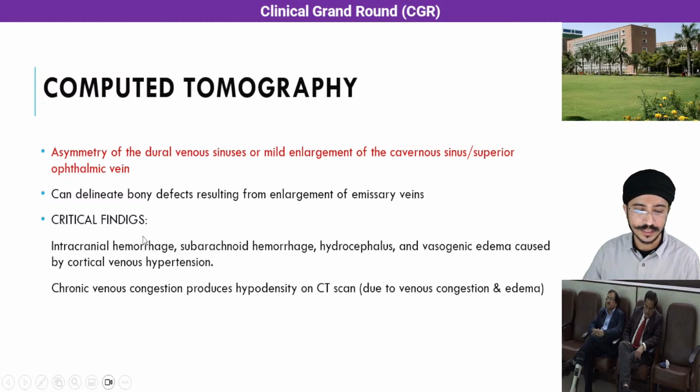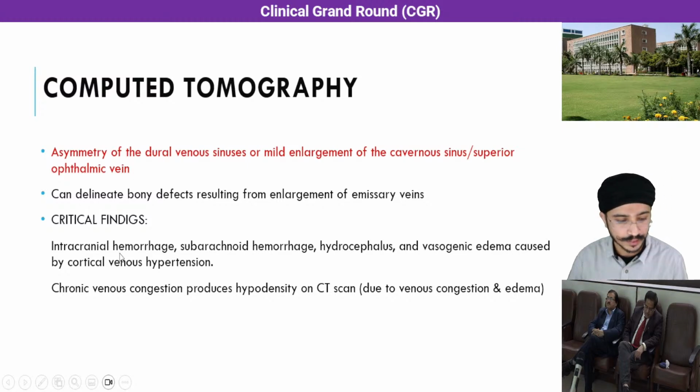The critical findings that we have to note in case of a dural AV fistula are intracranial hemorrhage, subarachnoid hemorrhage, increasing hydrocephalus, and vasogenic edema that is related to the cortical venous reflux, which is leading to cortical venous hypertension. And chronic venous congestion is seen as a hypodensity on CT scan.